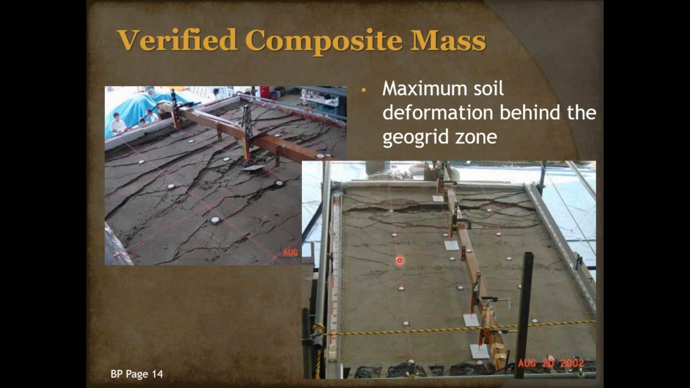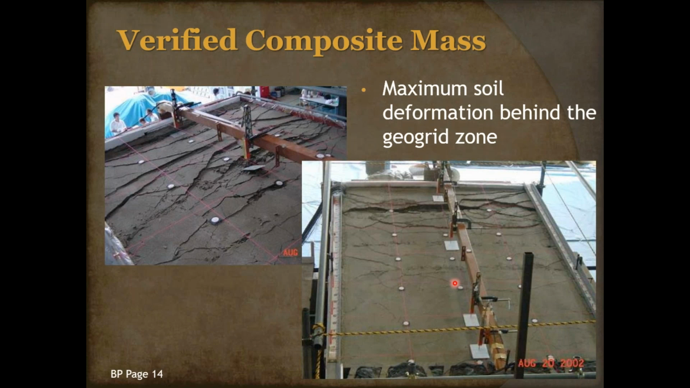Look at how the grid area shows very little deformation. Yes, there's some surface cracking and stuff like that, but where that grid stops is where you see the major problem. So again, we had test after test after test that shows that grid holds that composite mass. And I got to admit, pretty relieved, because that was the assumption we're making in our design, right?